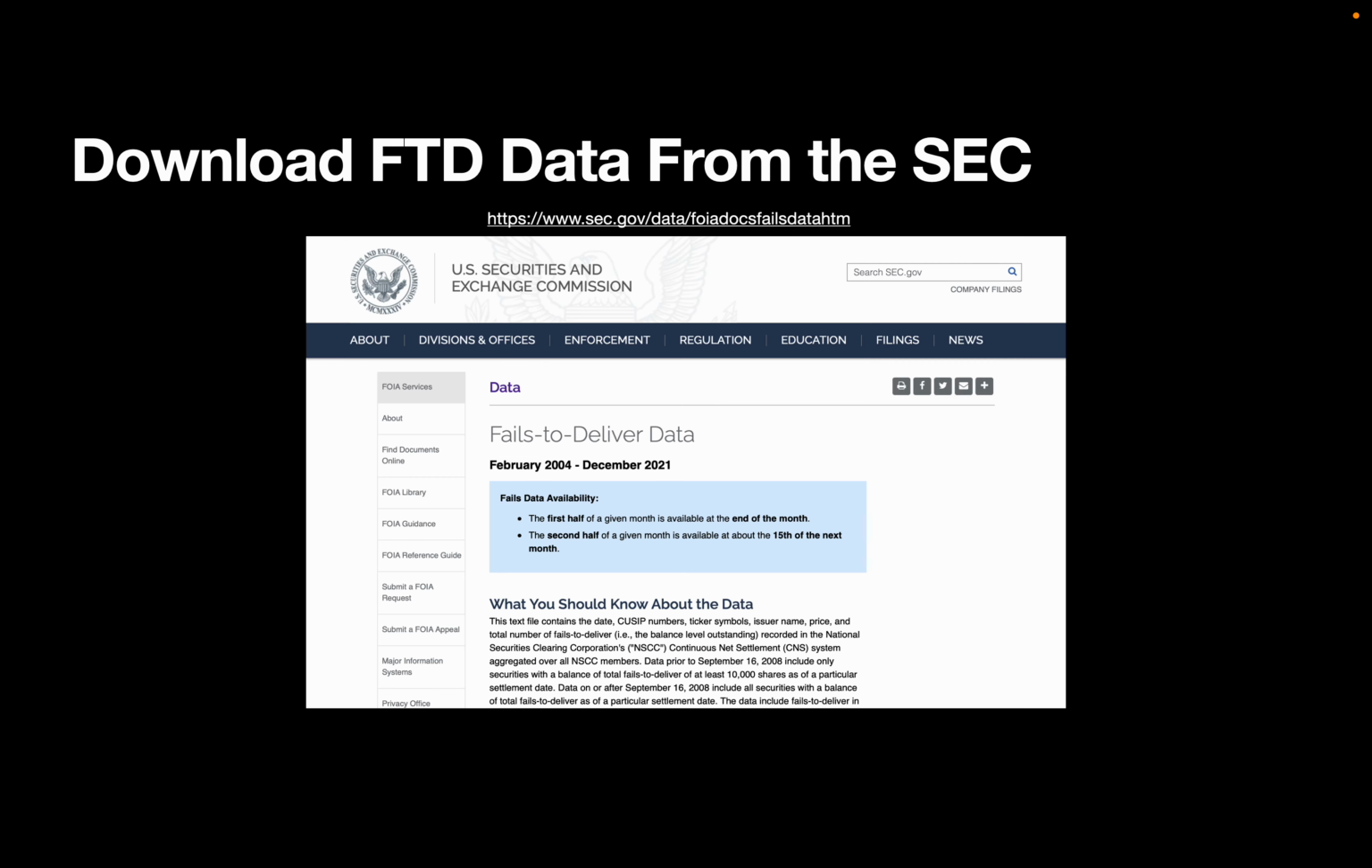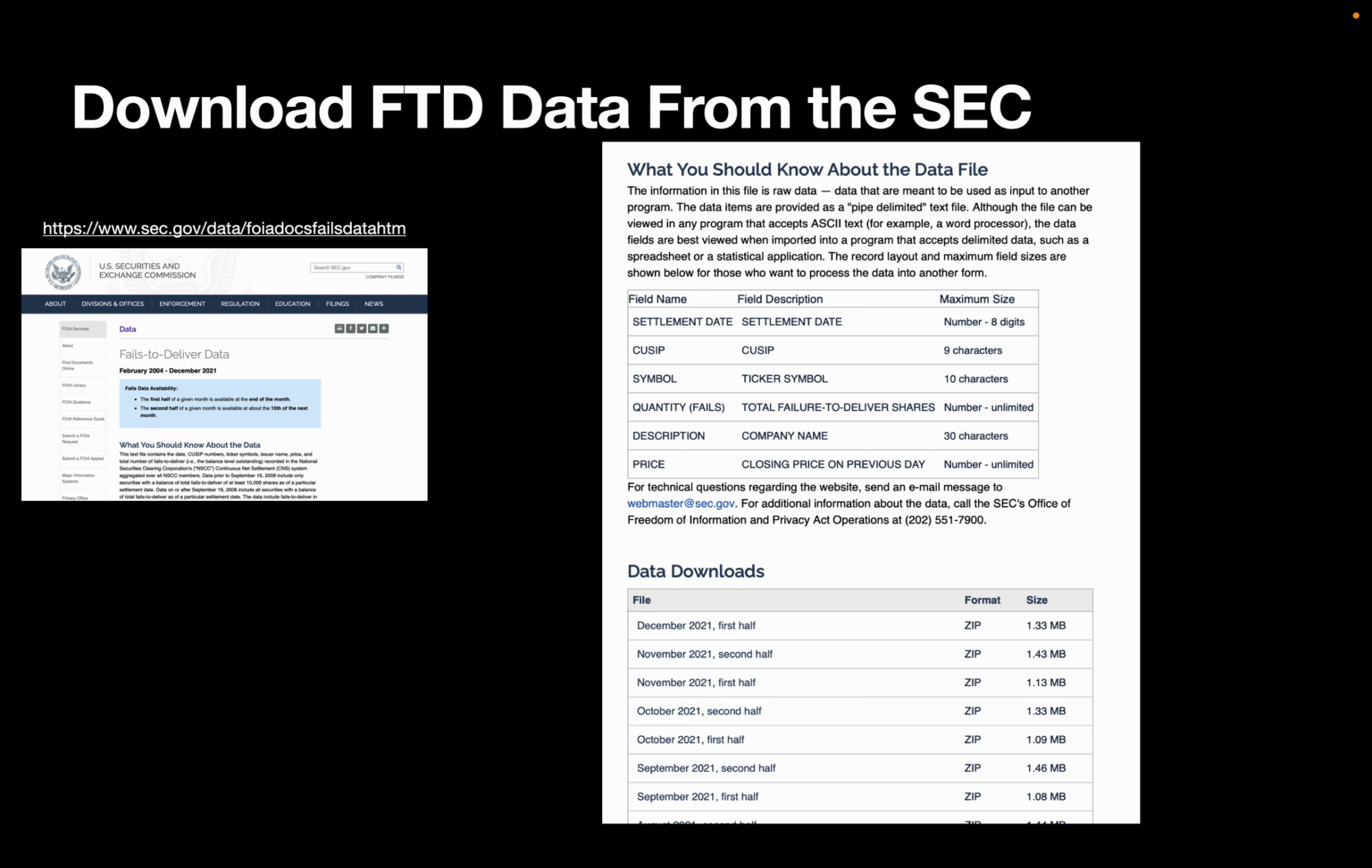So the first place you should be aware of is SEC FOIA data. They have the failures to deliver under the FOIA section. FOIA docs fails data HTM. I'll provide a link to this, and you can poke around and check out what else they've got. If you scroll down on that web page, you'll see that they actually list what the format of their data is. They give you field name, field description, field size. It's pretty decent. And then they've got the data itself. The data is in data downloads.